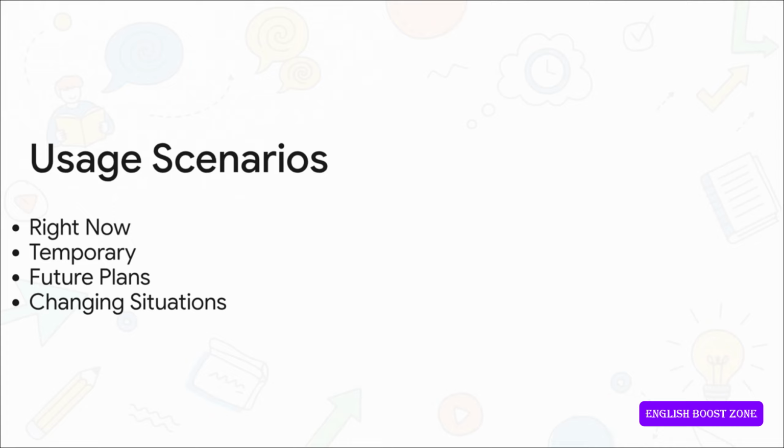If your plan is 100% locked in, you can confidently say, I am meeting my friend tomorrow. And the fourth scenario, that's for changing or developing situations, like the weather is getting colder or prices are rising.